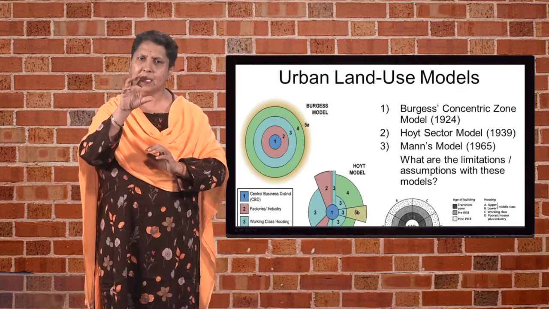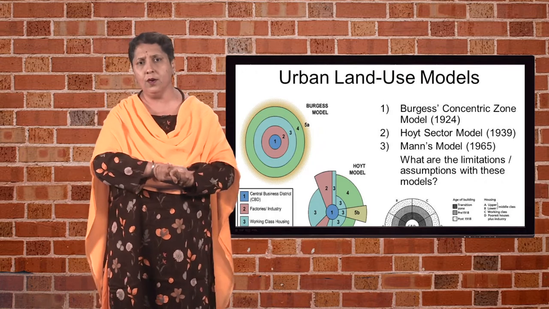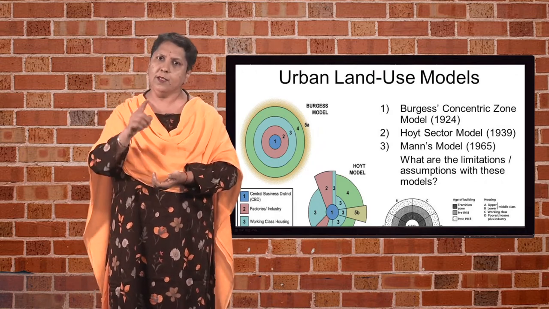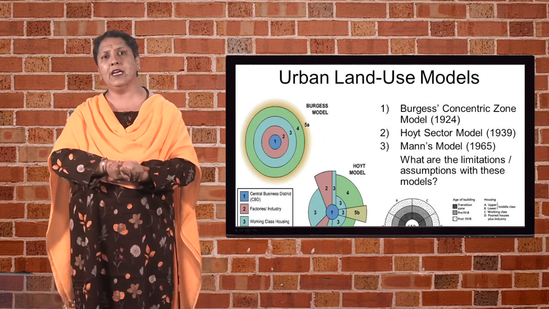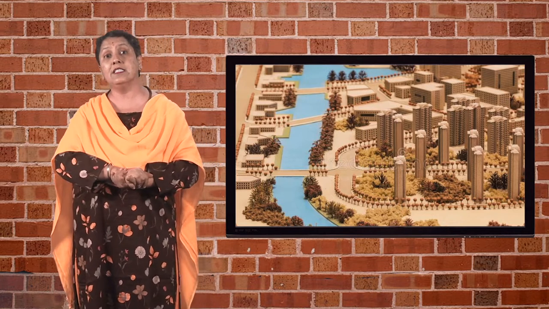There were several limitations of the concentric zone model also. Although widely appreciated in the United States of America, the Burgess model is not applicable outside America. This is so, as the pattern of growth and expansion of cities is different because of various circumstances. The relevance of this model has reduced over a period of time.